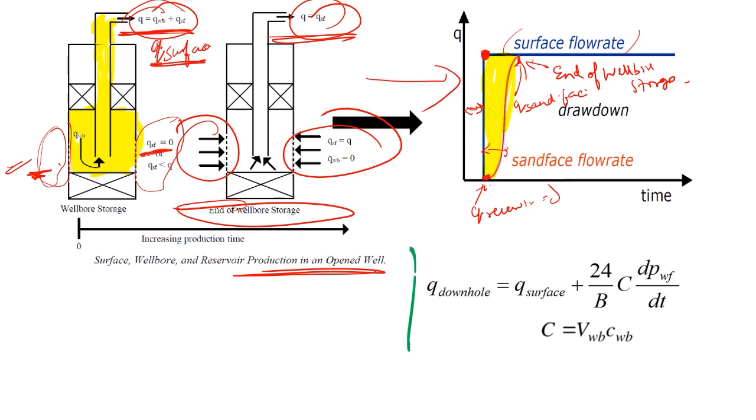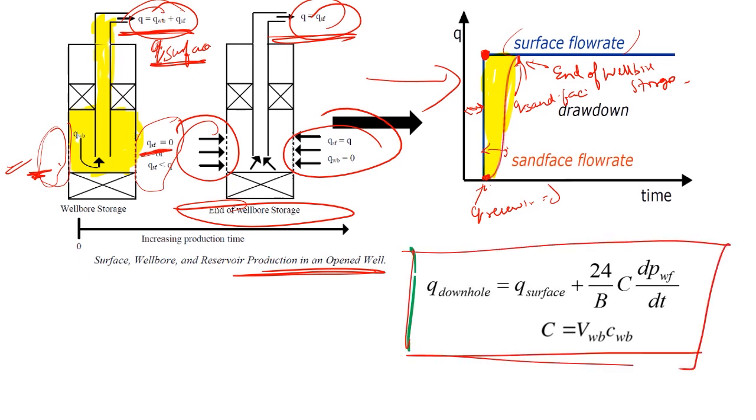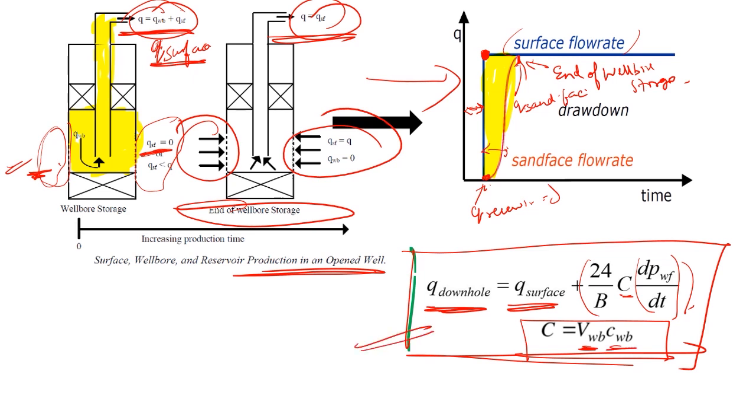Now if I want to represent the wellbore storage in terms of an equation, my Q downhole will be equal to the Q surface plus the term 24 upon B into C into dP by dt, where C is my volume of the wellbore into the compressibility of the fluid in the wellbore. So this is the expression for wellbore storage.